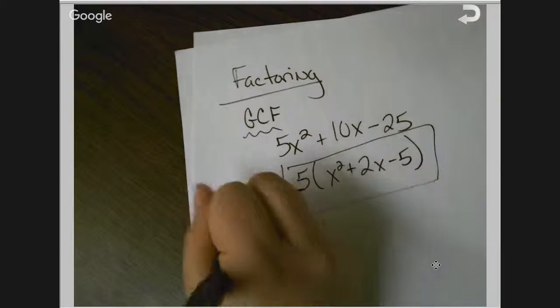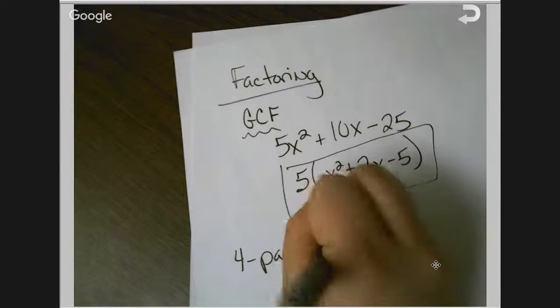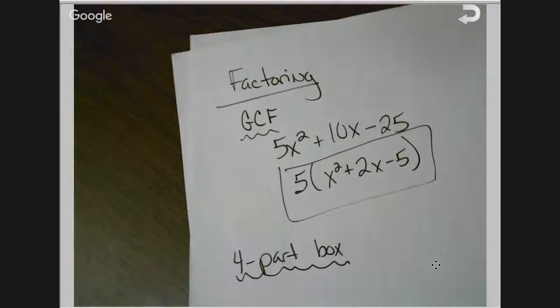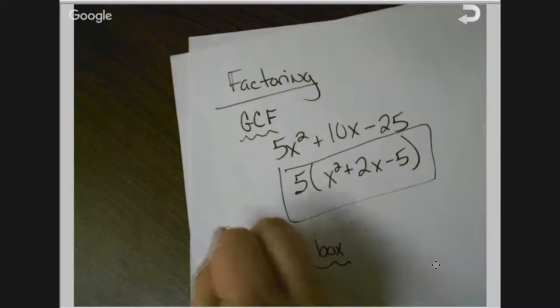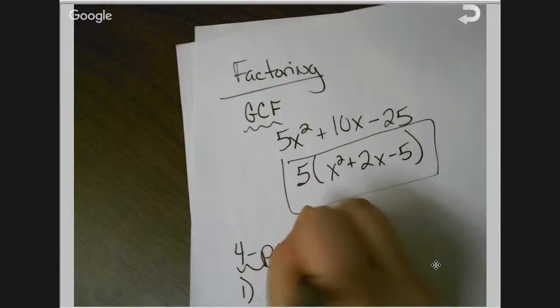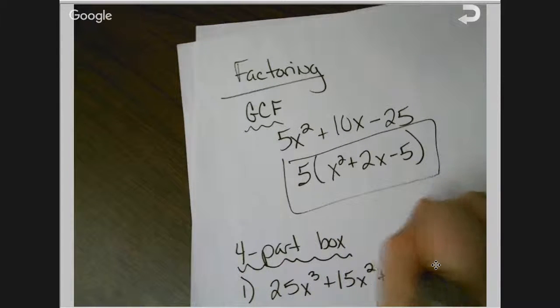I do next want to do a 4-part box. Okay, I told you you may have learned in your previous class to do grouping, and that's fine if you want to do it that method. I'm not stopping you. This is just the method that works best for me. If it doesn't work well for you, don't use it. I'm not making you use the method that I use. So first example of that would be 25x cubed plus 15x squared plus 10x plus 6.